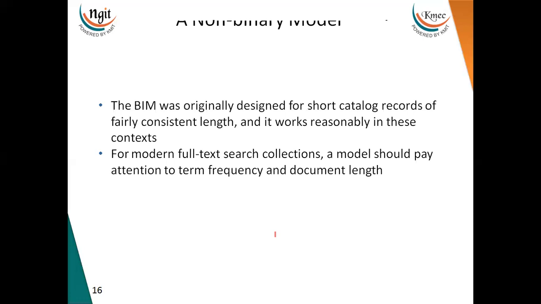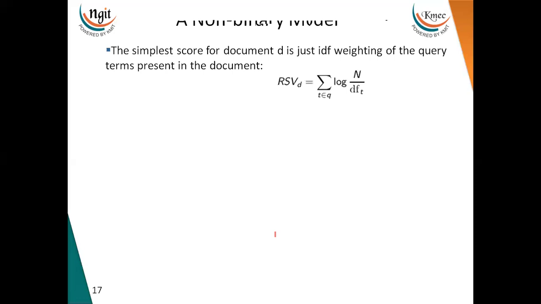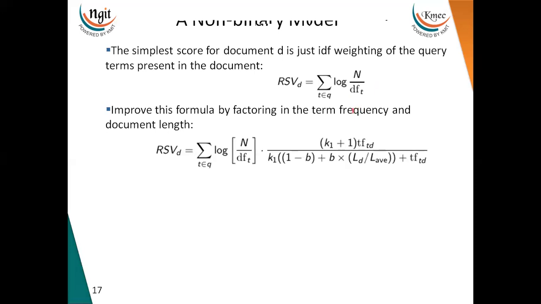Okay. In modern full text search, the document length may vary. The frequency of the terms in the document also may vary. So based on that, we will change the weighting formula. Okay. So in the weighting formula, I'm considering the length of the document based on its frequency. So how am I going to consider it? The term frequency also I'm going to consider and document length also I'm going to consider.